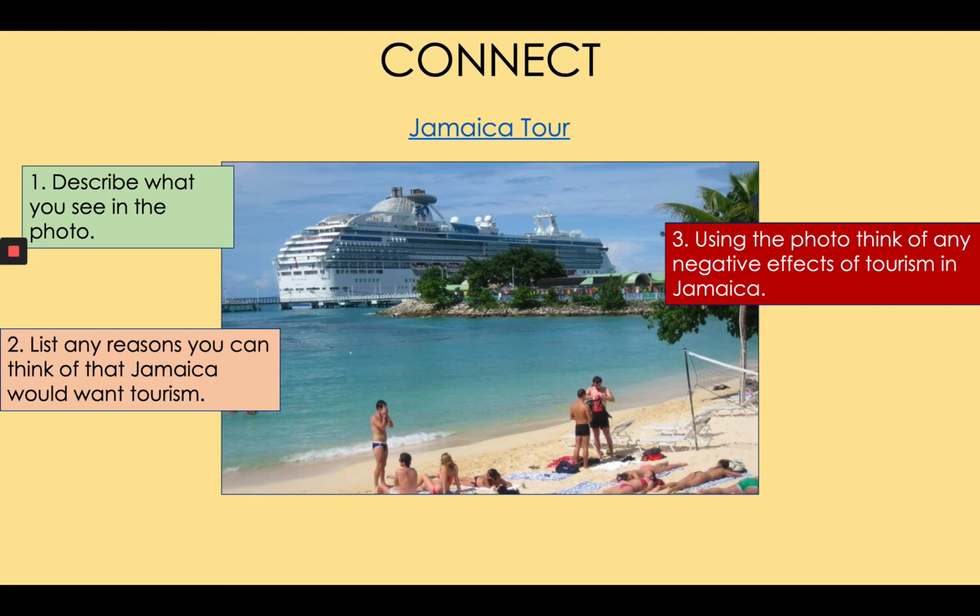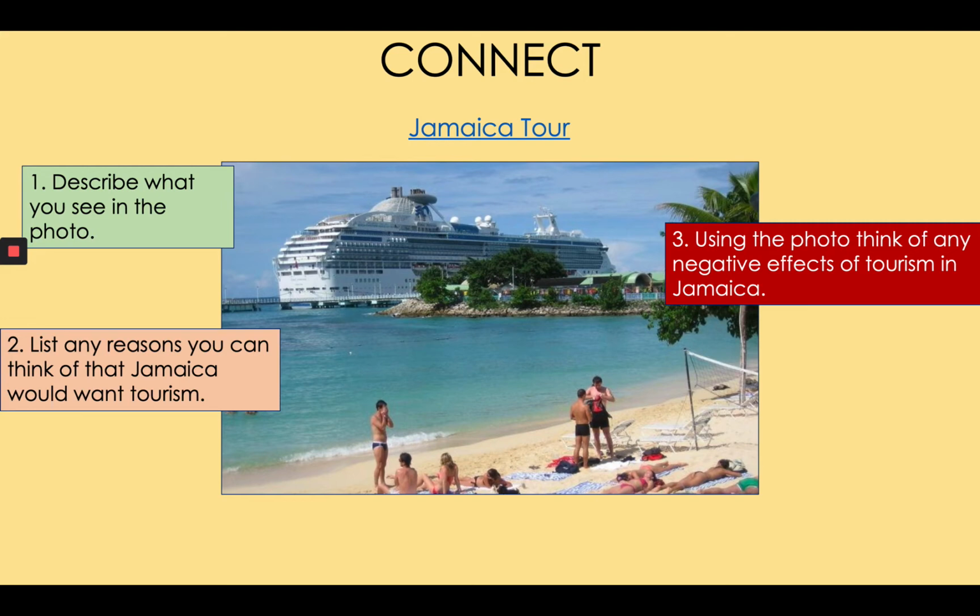2. List any reasons you can think of that Jamaica would want tourism. So some ideas of what you may have put. People pay for resorts, which gives money. Cruise ships bring money and people when they come and dock at a port in a country, which again is helpful. People buy food, people buy coconuts, people go scuba diving, people play sports on the beach, people sunbathe on the beach. All these things might bring money. All of that money might be used to help a country develop, like Jamaica. Fantastic.